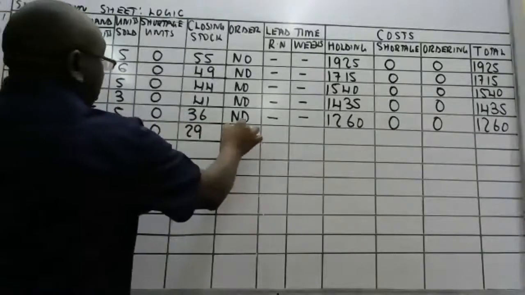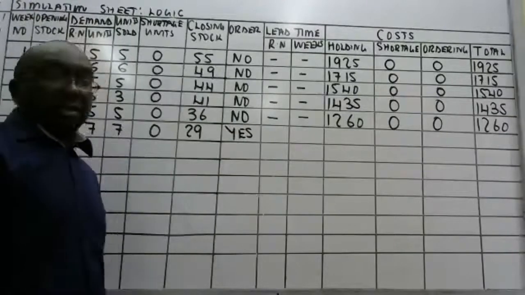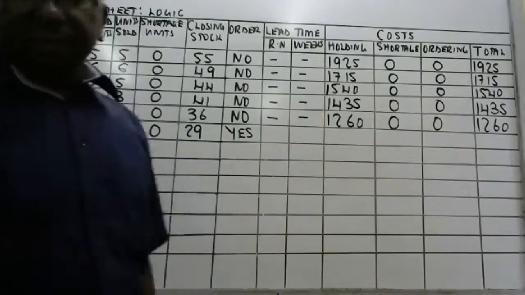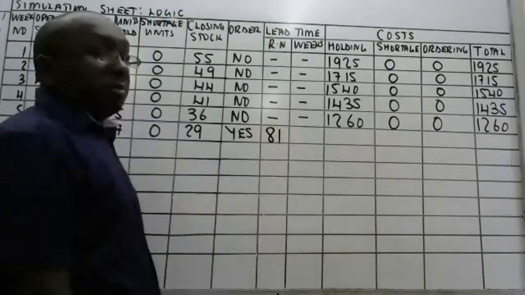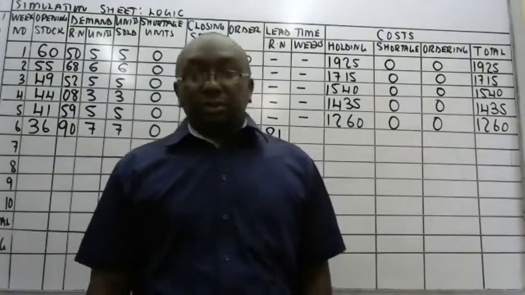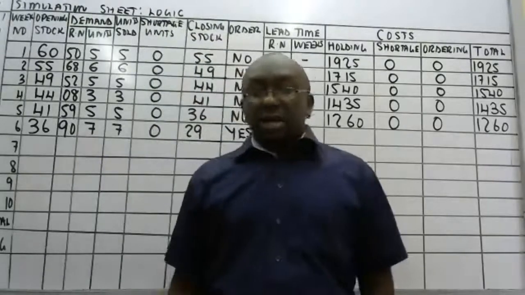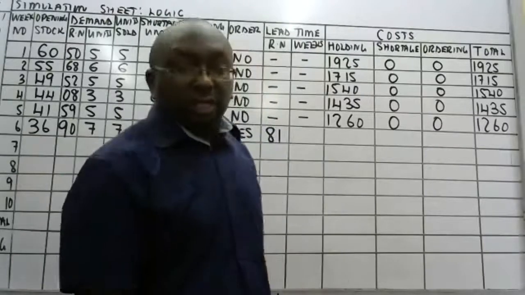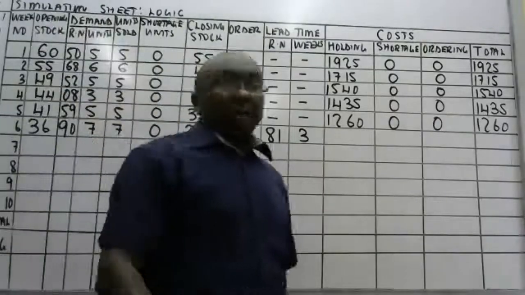Now this is the time we are placing the order. This is the time we say yes. So when we say yes, you now bring the first random number to read time, which is 81. Go to the Monte Carlo of read time and tell me how many weeks. I can see 3 coming very fast. So those are 3.